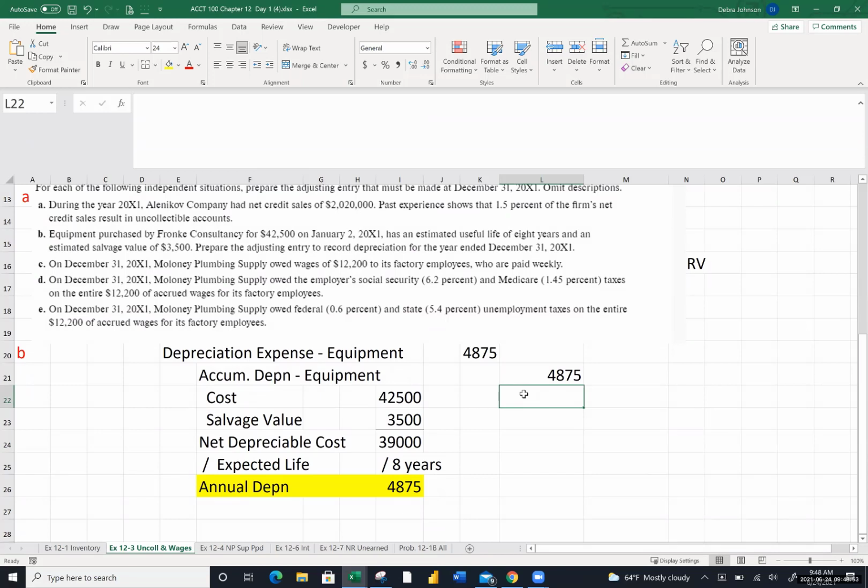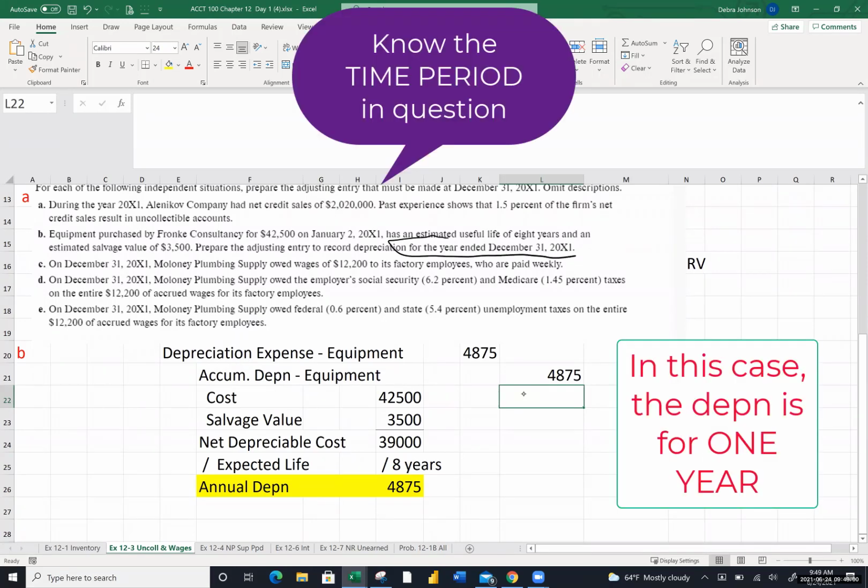And how do I know? You got to be careful because sometimes they'll have you do it by month. This says for the year ended. Some companies will record it every month. This company, they probably are unsophisticated. They wait until the last day of the fiscal year, and probably an accountant comes in here and computes that.